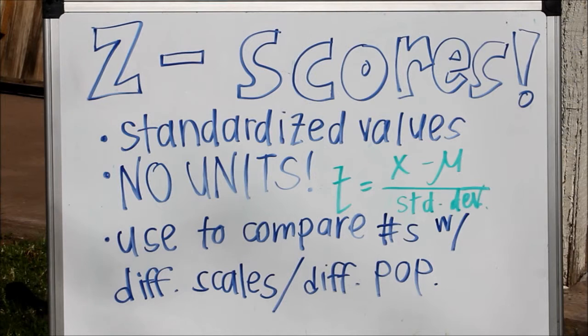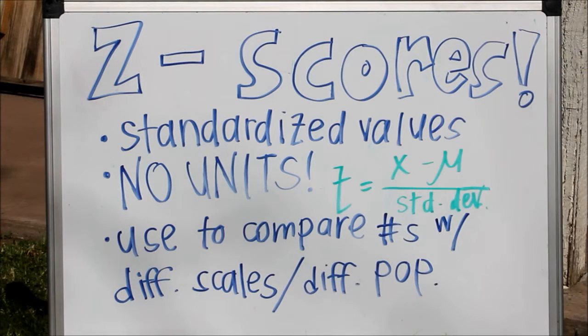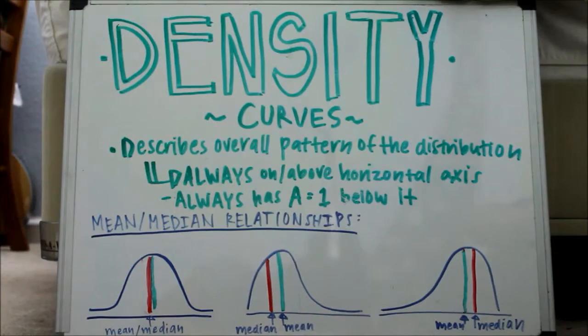So, what is a z-score, Kavisha? Oh, well, z-scores are basically standardized values, and remember, they don't have any units. They're used to compare numbers of different scales or from different populations because, again, they're standardized values and they don't have units. So they're easier to compare.